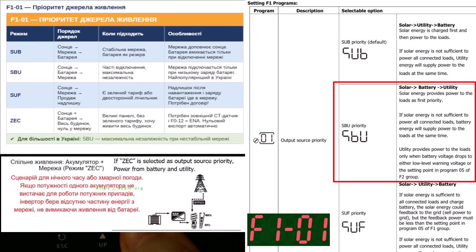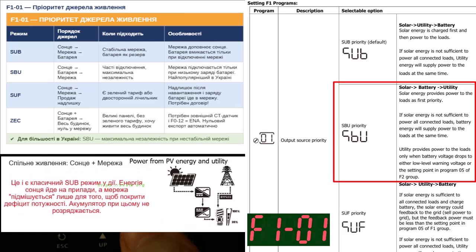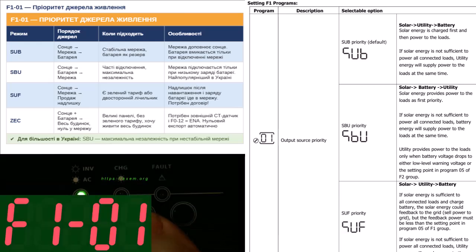When should you use SBU? If you have frequent or extended outages and you want to be as independent from the grid as possible. If you have a large enough battery, say, 200 or 300 amp-hours at 48 volts, to cover your nighttime consumption. If you're deliberately trying to use the grid as little as possible and minimize your electricity costs. This is probably the most popular mode for home systems, and for good reason. Unstable grid, frequent outages, the desire for independence, SBU ticks all those boxes at once.